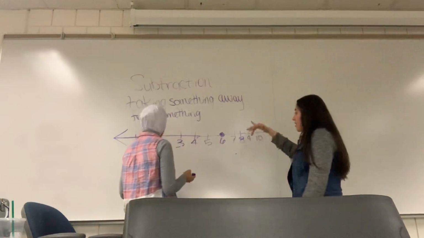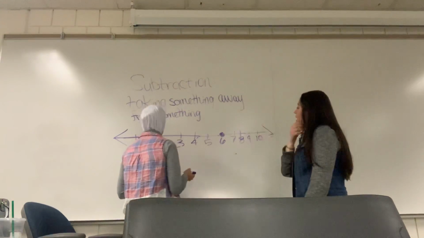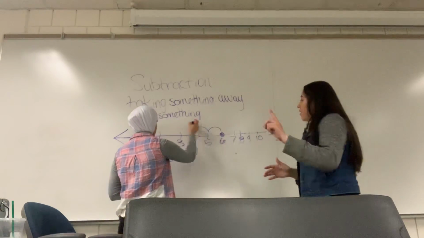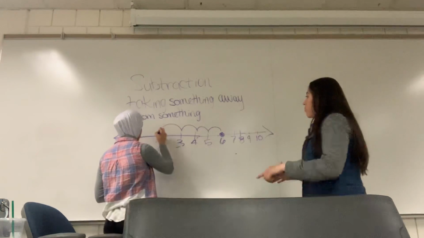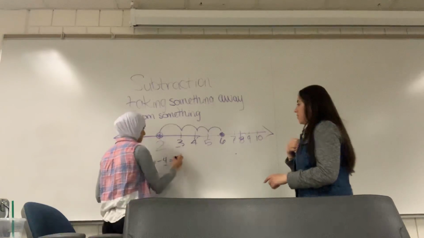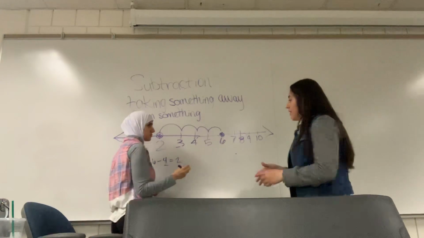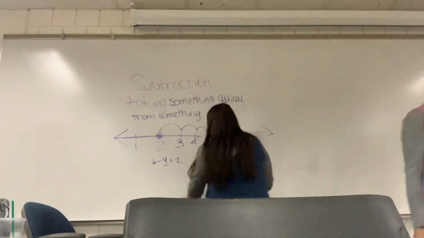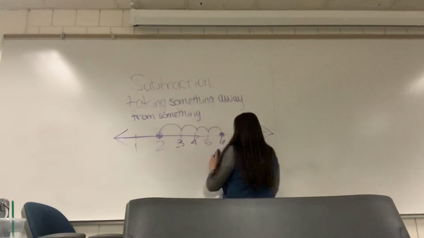So start at the 6, shade it in. Now you've got to jump back how many? 4. Perfect. So she's going to jump back like I had, 4, and then circle where you landed. And your answer is 6 minus 4 is 2. So great. Thank you. I'm going to go ahead and erase.